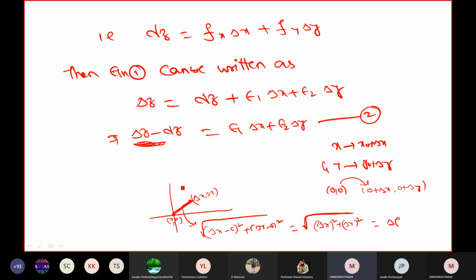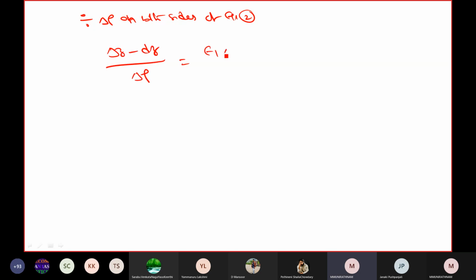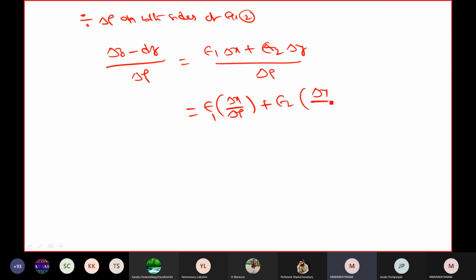Now dividing with delta rho on both sides of equation 2, we get (delta z minus dz) by delta rho equal to epsilon 1 delta x plus epsilon 2 delta y by delta rho. So nothing but epsilon 1 into delta x by delta rho plus epsilon 2 into delta y by delta rho.